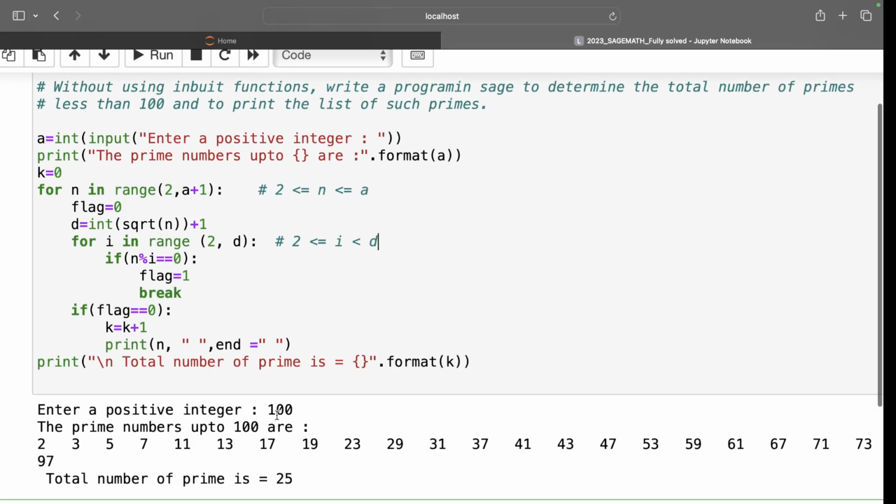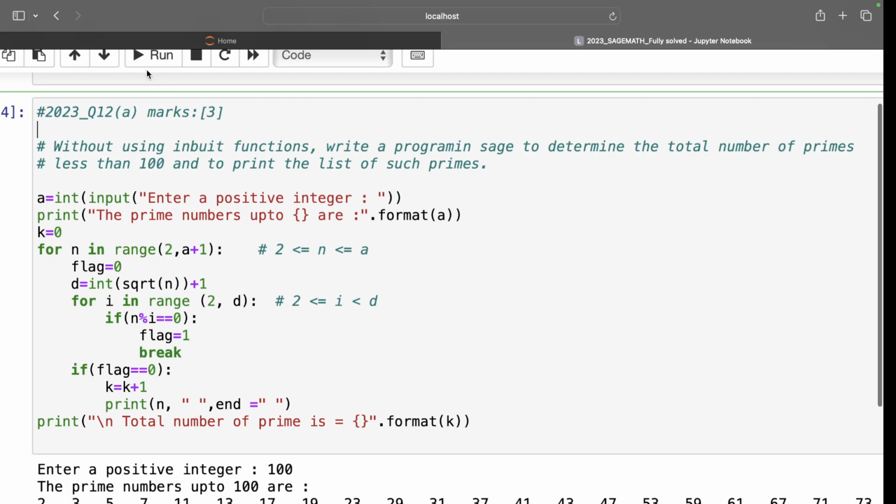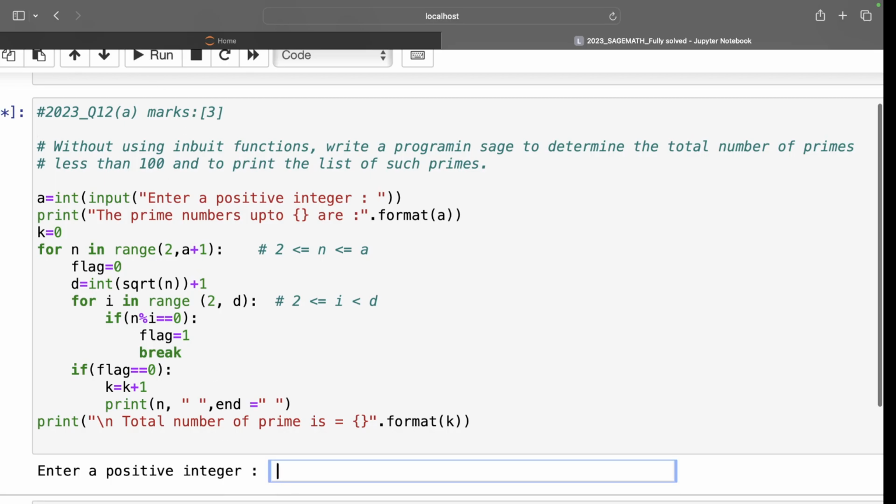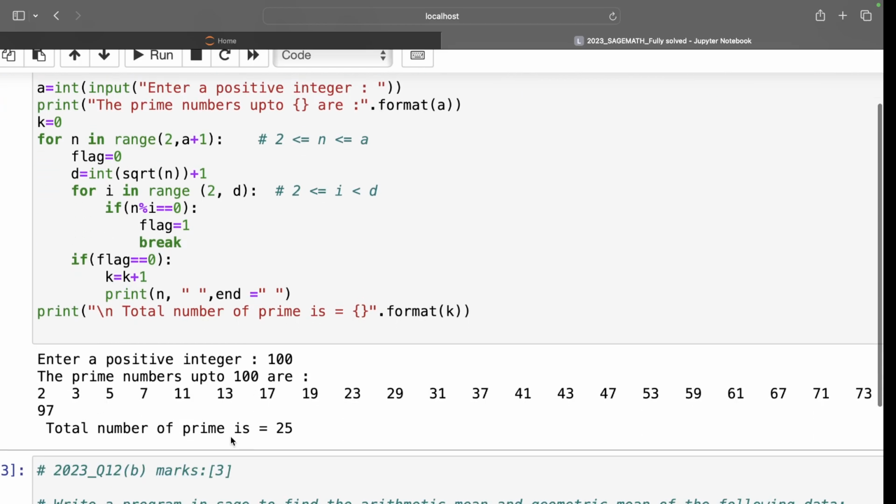So enter a positive integer, 100, and run this program up to 100. So the list of prime numbers up to 100 is this. Total number of primes is 25. In this print, n comma double quote comma, end equal to this. If you remove this end argument, all these prime numbers are listed in a column: 2, 3, 5 and so on.